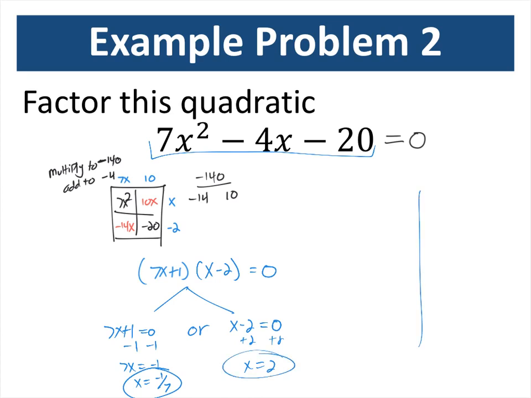And these on a grid would be where it crosses. So it crosses at 2, and it crosses at negative 1/7. And our parabola, the curve is probably going to look something like this, but we don't know for sure. That's our goal moving forward.